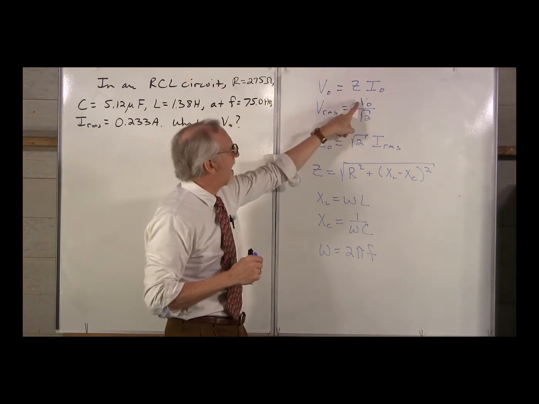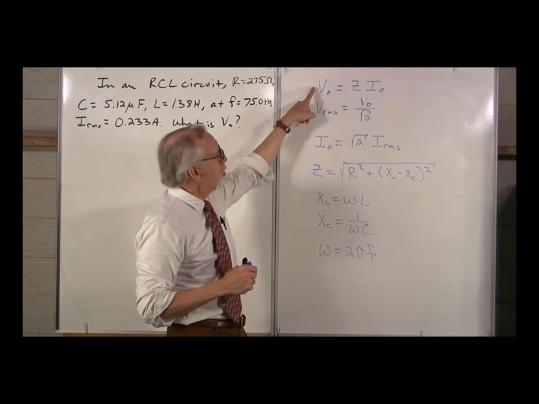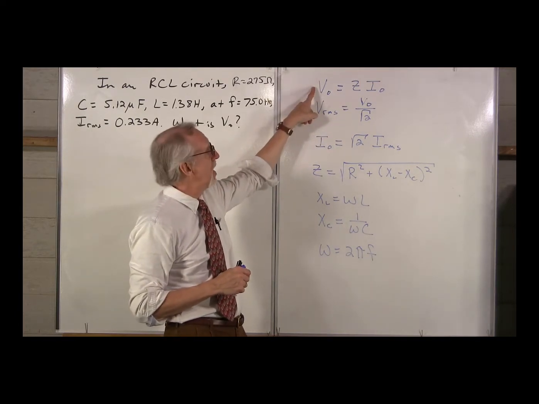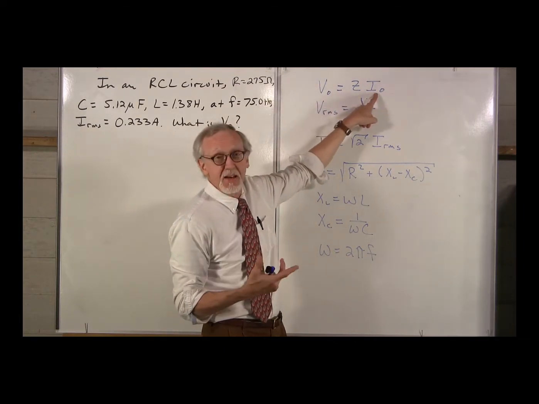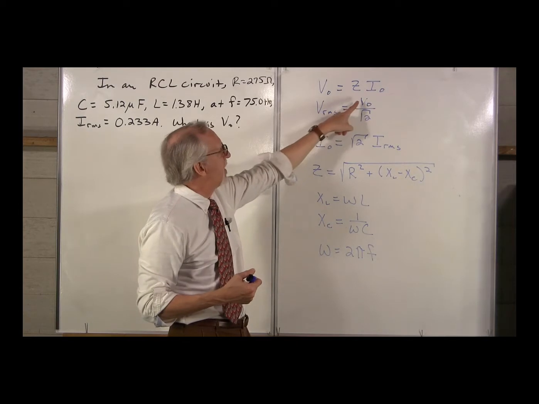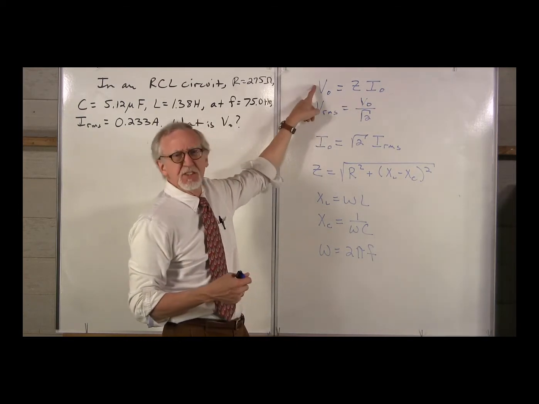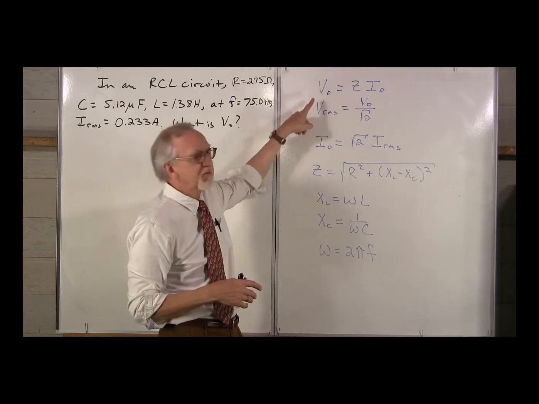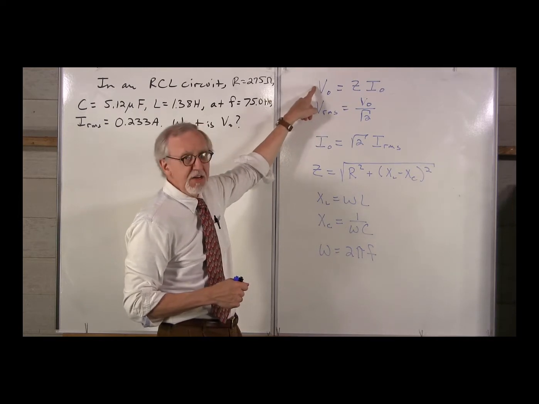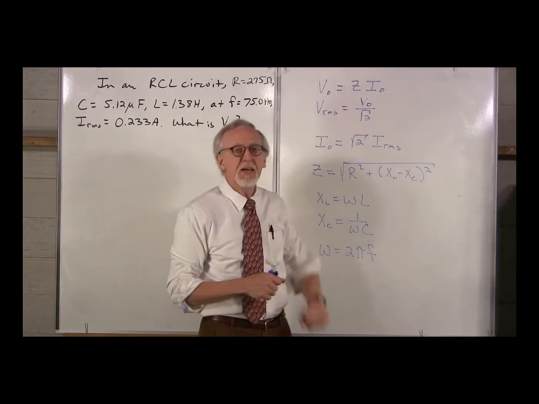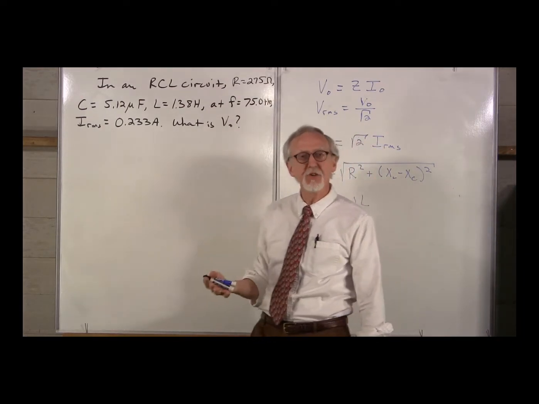We also know that V naught over root 2 is VRMS. To find V naught, we would need Z and I naught, or alternatively VRMS. Let's go with the first one. To find V naught, we need Z and we need I naught. Are we given Z and I naught? Well, no. So what do we have to do to find those?